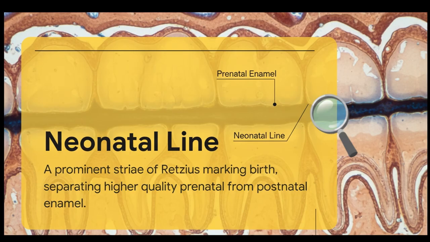Now there's one growth line that's really special. It's called the neonatal line. It's basically a really dark, obvious striae of Retzius, and it marks the huge metabolic stress of being born. You'll find it in all primary teeth and the first permanent molars. It's a crystal clear boundary line. The enamel made before birth is usually a lot stronger and better quality than the enamel made after. Super fascinating stuff, and it's even used in forensics.